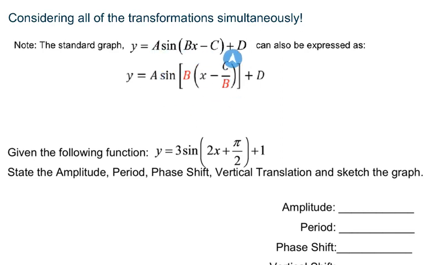So what we're going to do is we're going to consider this function. And if we look at that argument, if I factor a b out, I could rewrite my argument to look like this: b times x minus some c over b. So this is kind of my phase shift form. And it may make more sense to you to think about it as multiplying that b back through to make it look like the original function. Sometimes this is hard for students to see.